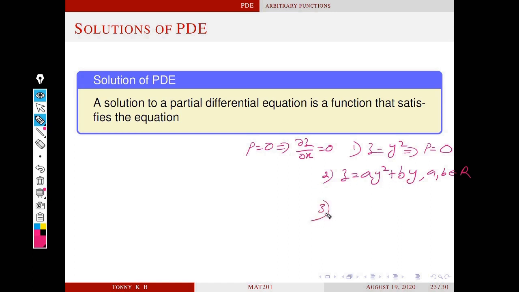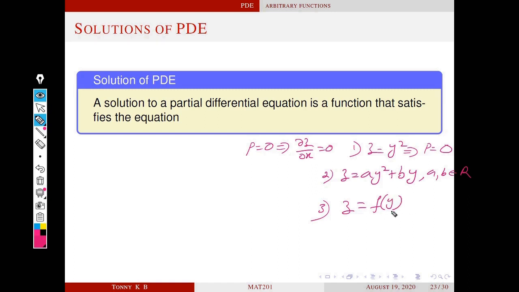Another family of solutions is a solution in terms of an arbitrary function. Can you give a guess? Yes, a function of y alone. So z is equal to f of y, where f is any function, an arbitrary function. You can choose any function, maybe sin y, cos y, or y square, whatever. The only thing is that this is a function of y alone. Then this also satisfies this PDE, because if you differentiate this function, the left side becomes p, the right side is 0. Okay, so now we have three types of solutions.